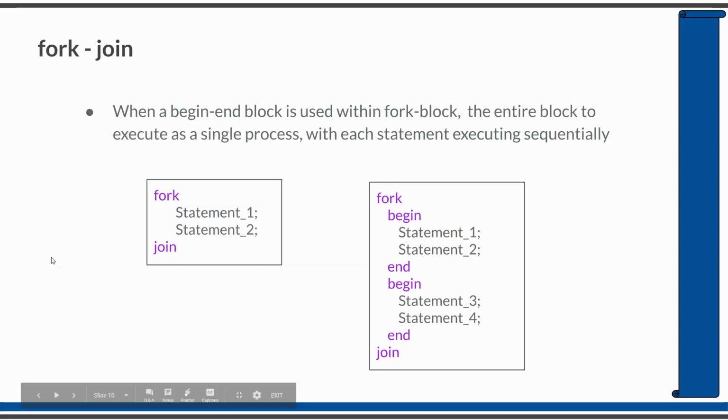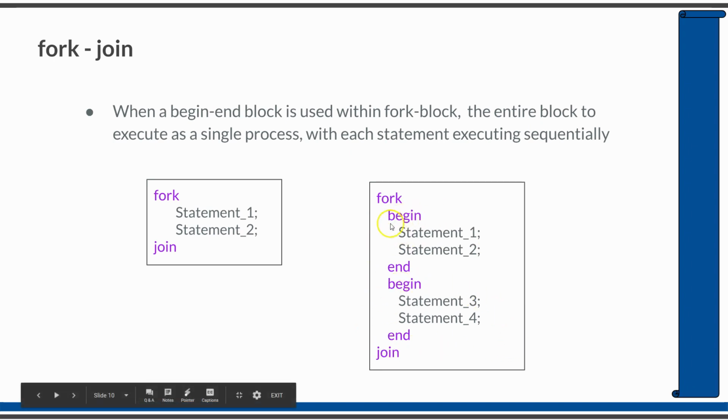In the previous lecture, you learned about sequential and parallel blocks, and you will see more about fork joins in this lecture. Also remember that when you use a begin end block within a fork join, the entire block will be executed as a single process, and within that begin end, each statement will be executed sequentially. So if you are just using a fork join with two simple statements, then statement 1 and statement 2 will start executing in parallel at the same point in time. But if you use a begin end block within a fork join, then the whole set of statements within a begin end will be treated as one fork block.